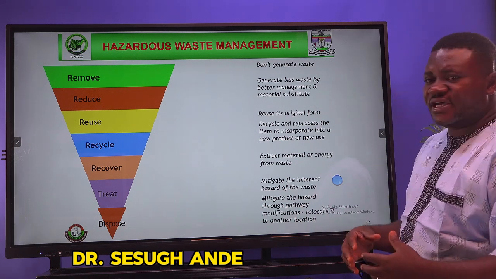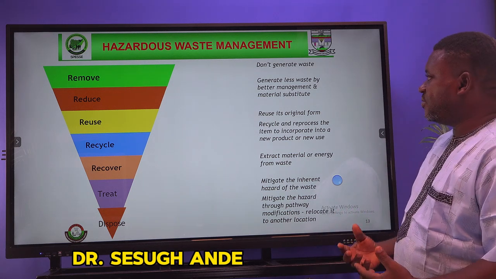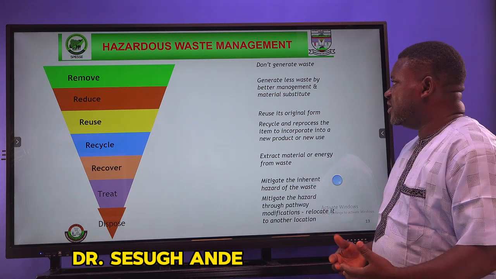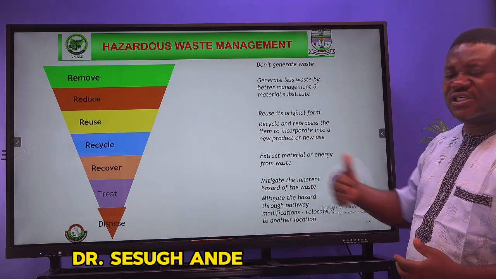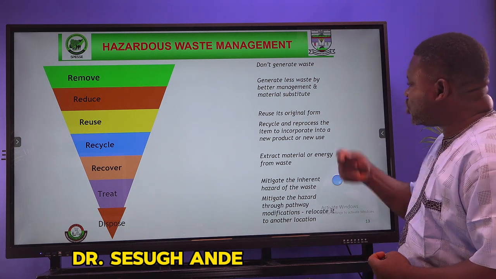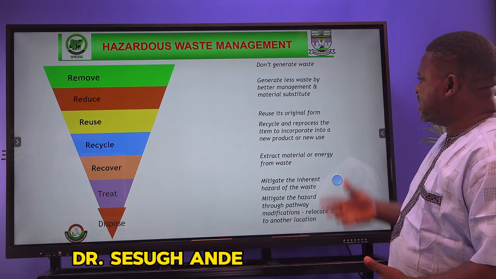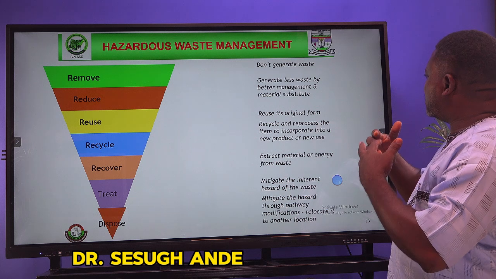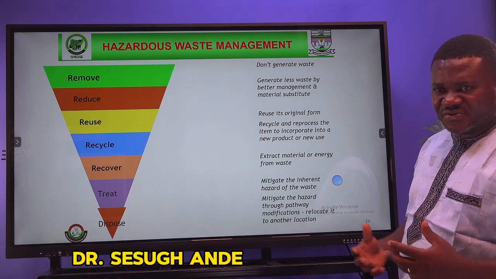And there are various ways in which we can manage these hazardous materials when they get into the environment, or we can even prevent them from getting into the environment. So this gives an overview of how we should be able to manage these hazardous materials. The first one there is remove, which indicates that we should try as much as possible to avoid generating it. Then the second one is reduce. In case where it is generated, we should generate less by carrying out better management and material substitution.